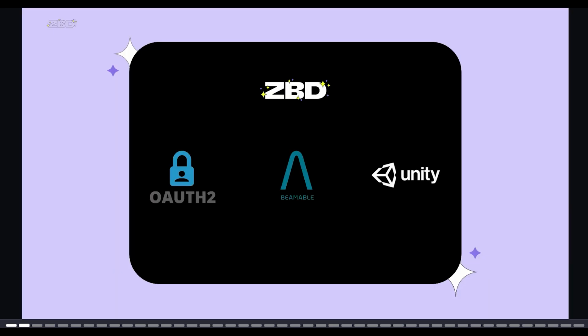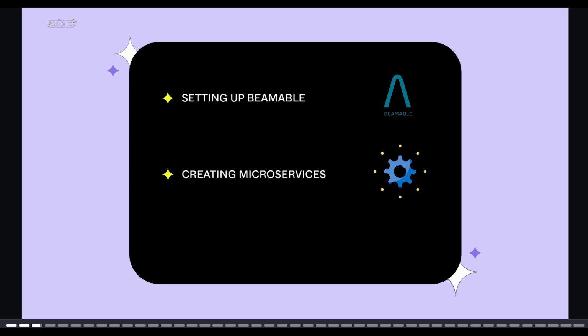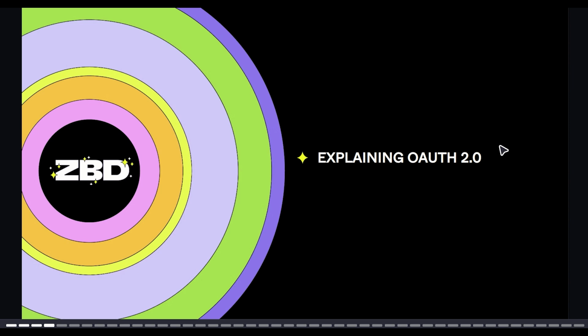Today we are going to explore how to integrate OAuth 2 login with ZBD in a Unity project using Beamable microservices. We'll guide you through setting up Beamable, creating the necessary microservice, and implementing the login flow in Unity. Let's start with explaining OAuth 2 briefly.